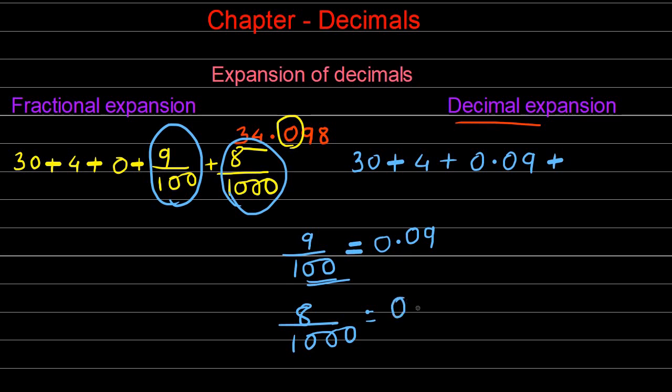We have 3 zeros, so 0 point, we have 3 places, out of which 2 will be zeros and 8. That's it. So this is its decimal form, 0.008. And done. Your expansion in the decimal form, basically decimal expansion. So this is how you can write the expansion form.